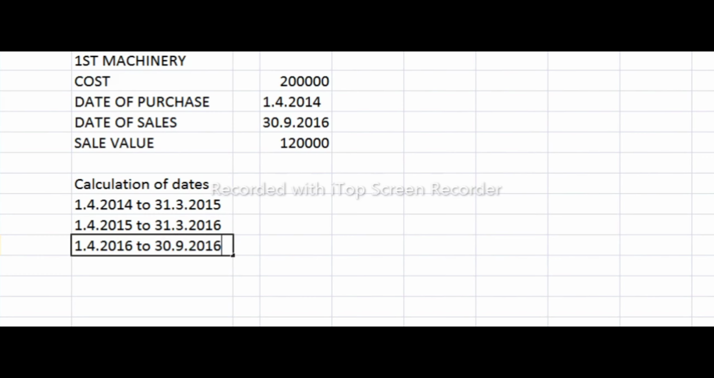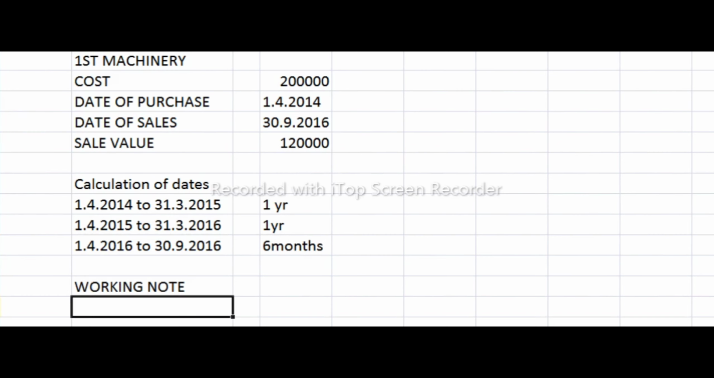Next, calculate the number of months for each year of depreciation. So the first year of depreciation, we are going to give depreciation for the full year, that is from April to March. So it is going to be 12 months, therefore 1 year depreciation. The second year also is from April to March, therefore 1 year depreciation. But if you take the last year, that is the third year depreciation, it's only from April to September. Therefore we are going to provide only 6 months of depreciation for the third year for the first machinery.